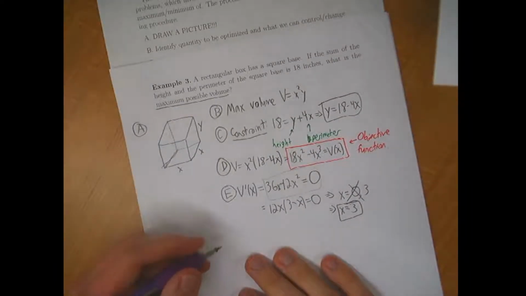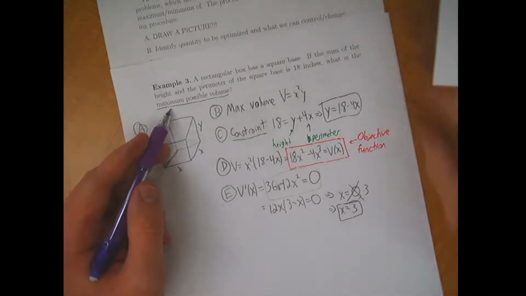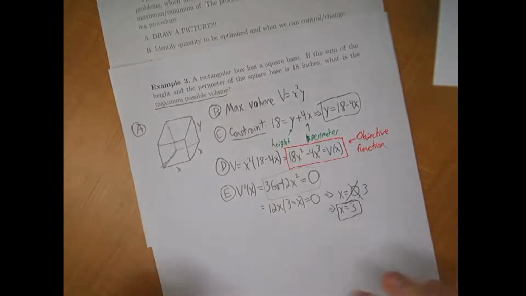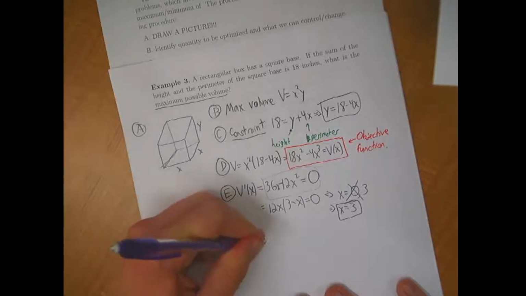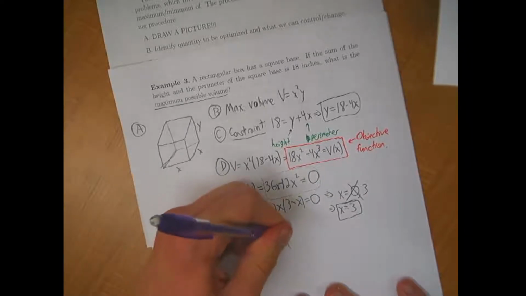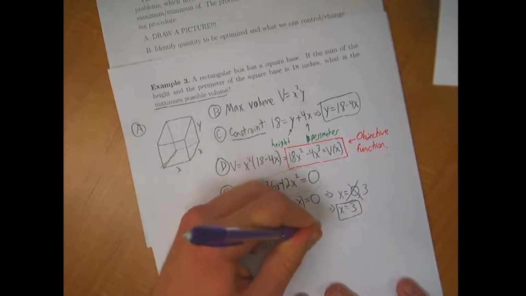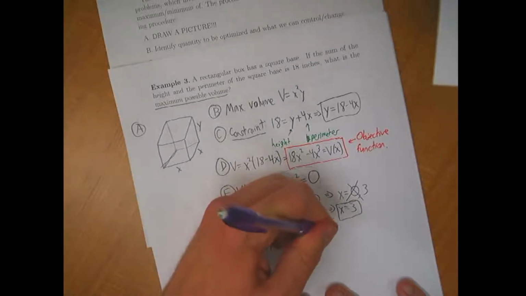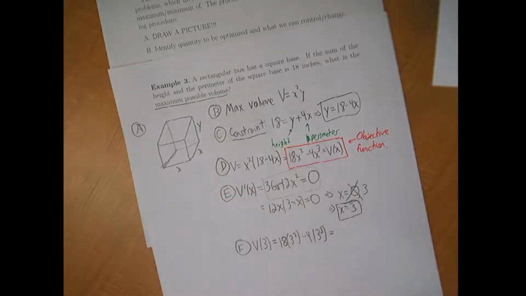Now we need to find the maximum possible volume. Let's take this dimension, plug it into our objective function, and then we're done. If we let x equal 3 inside our objective function, we have 18 times 3 squared minus 4 times 3 cubed. If we plug this into a calculator or do the necessary mental math, you should be able to get what as your final answer here.